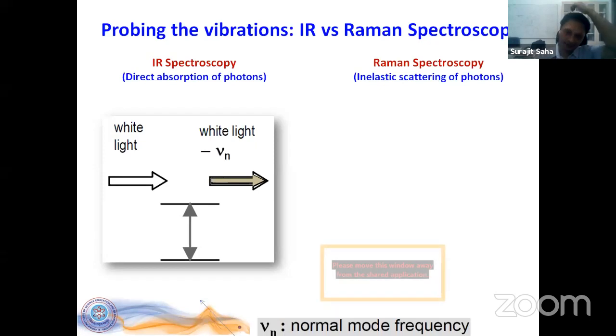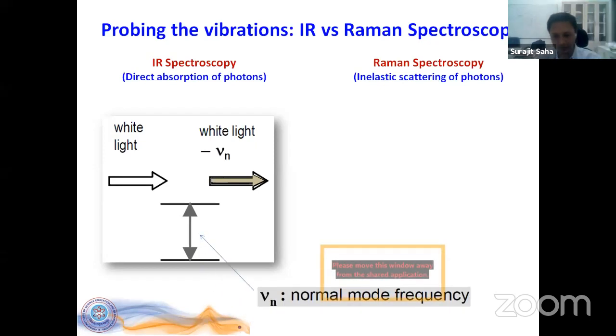This is the normal mode frequency. If a molecule has more normal modes, correspondingly there are more states, and there will be more absorptions. As a result, the emitted light will be white light minus nu n, minus, let's say, nu m, minus, let's say, nu a, whatever. So the corresponding absorptions will be removed from the white light.